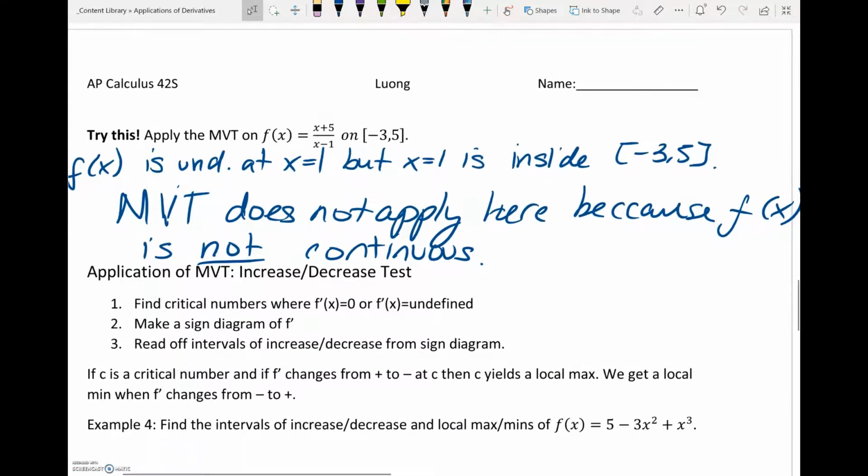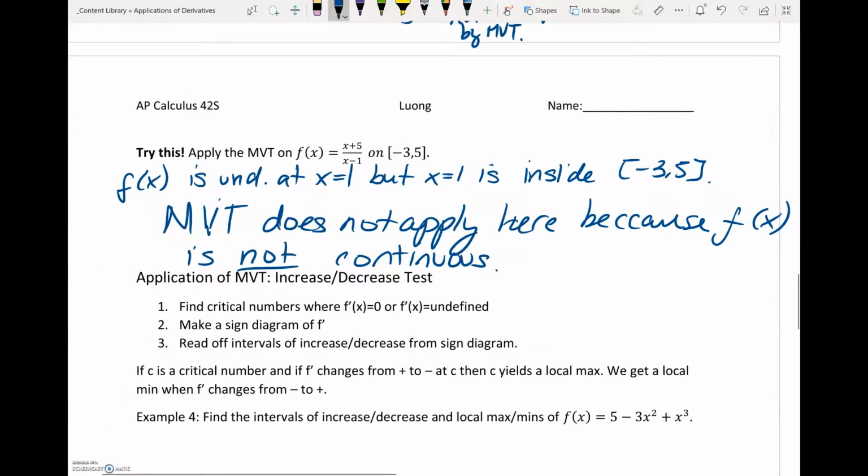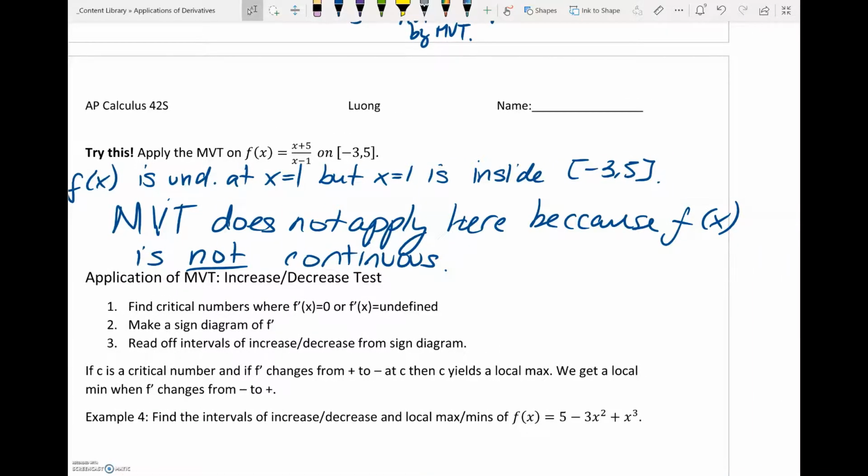So for the try this, if you take a look at our function, it's not continuous. It's undefined at x equals 1. So we can't apply the MVT here because f is not continuous. That's it for that question.